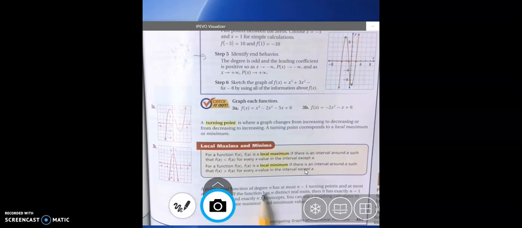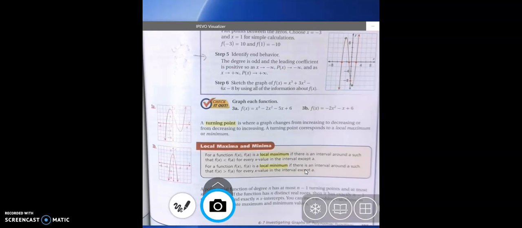It says a polynomial function of degree n has at most n minus 1 turning points, and at most n x-intercepts. If the function has n distinct real roots, then it has exactly n minus 1 turning points and exactly n x-intercepts. You can use a graphing calculator to graph and estimate maximum and minimum values.